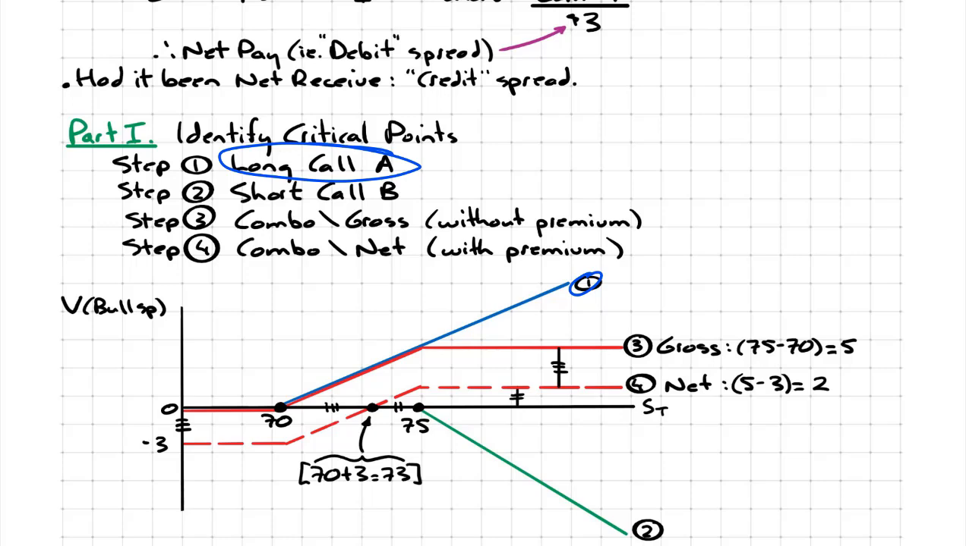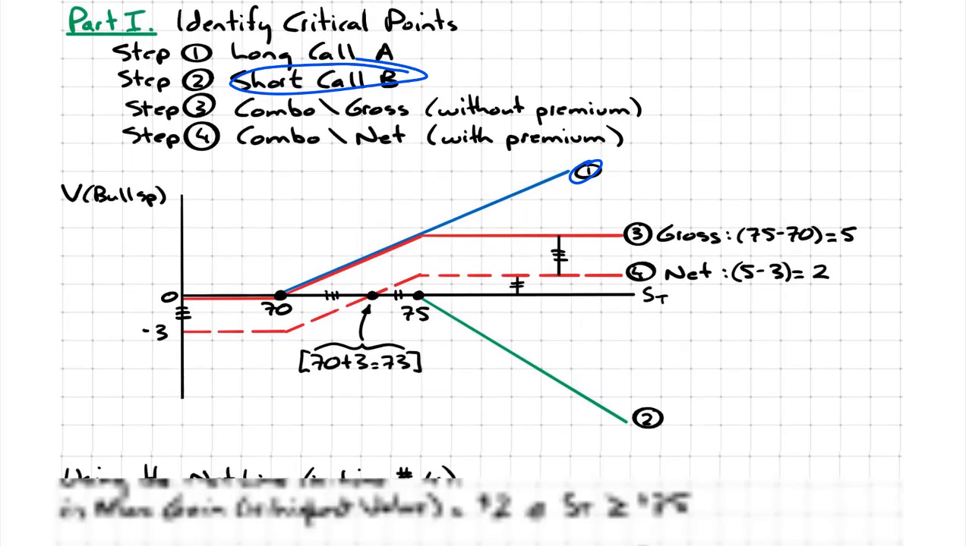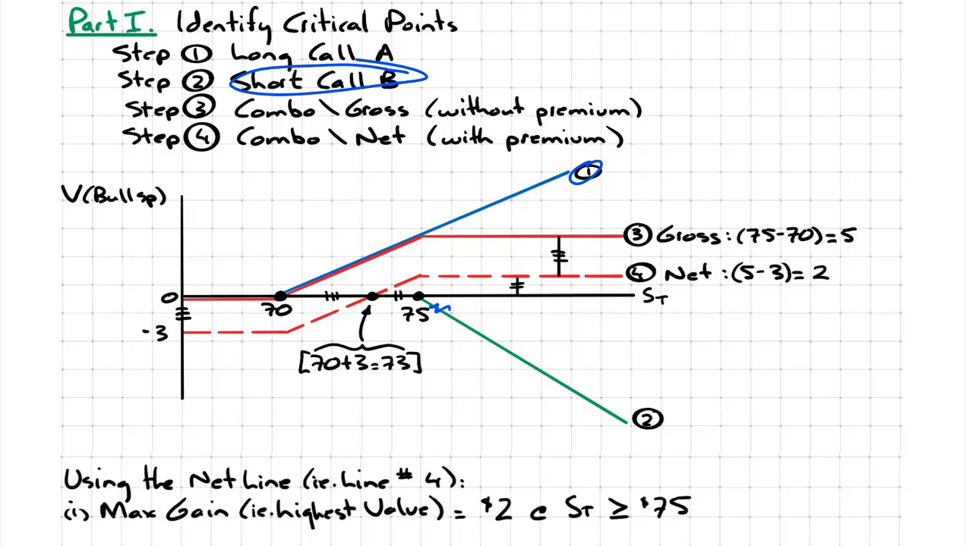Step 2, let's plot the short call. A short call is represented by line 2 here. Let me just do the squiggly thing so you know exactly what I'm referring to. And that is the profile, ladies and gentlemen, for a short call position. This is what it looks like. And you'll notice that the starting point, or that intercept, is the strike price for call B, which is 75.